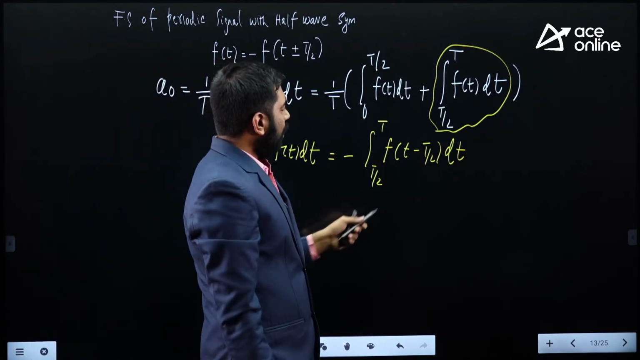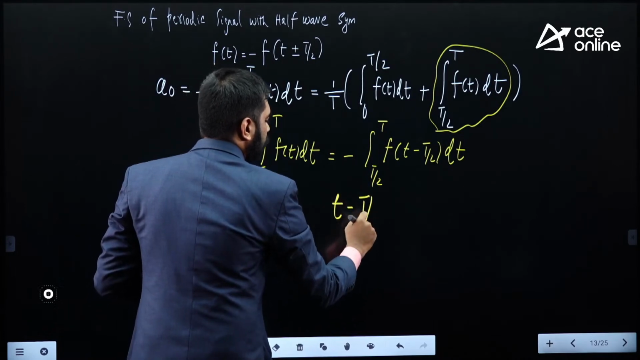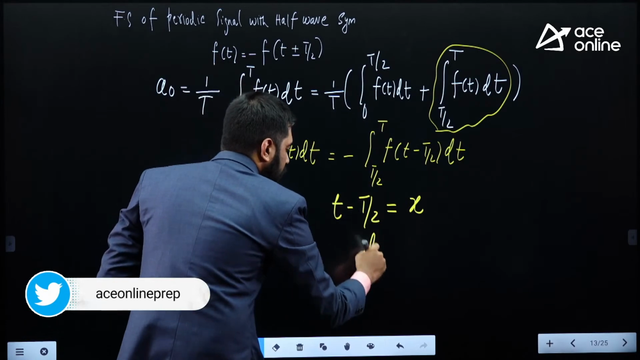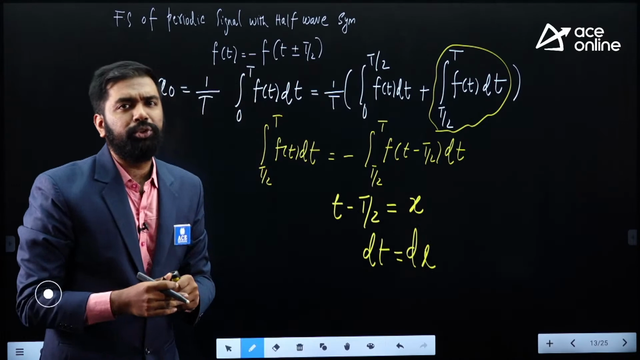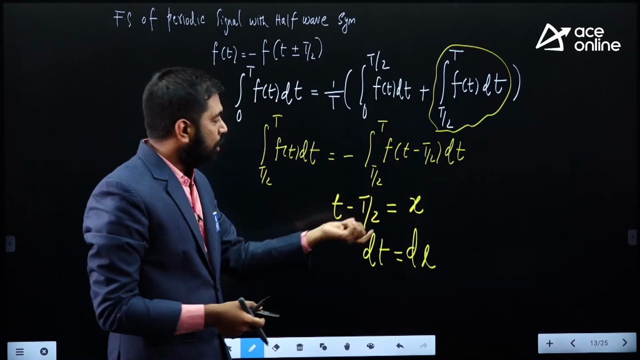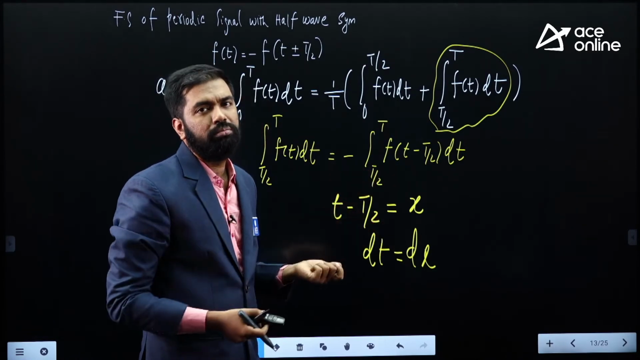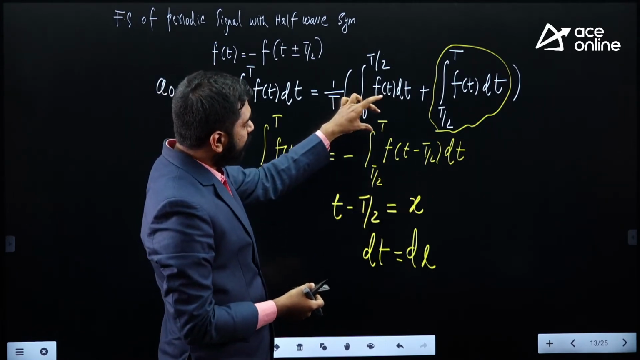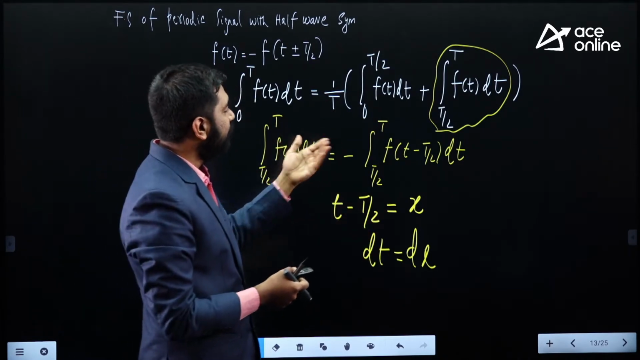So I'll go for a substitution like this. Let's say t minus T by 2 is x. If you differentiate on both sides, you get dt equal to dx. Now with the substitution, the limits will change. If you substitute the lower limit, T by 2 minus T by 2, it's 0. That means the lower limit of x is 0. If you substitute capital T, T minus T by 2 is T by 2. So the upper limit of x is T by 2.